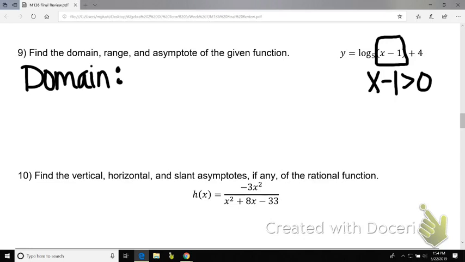So to find the domain, which always deals with your x values, that just means that this x minus 1 in the parentheses would have to be greater than 0 because it can't equal 0 and it can't be negative. So how would I solve that inequality right there? Add 1 to both sides. That just means x has to be greater than 1, right? Well, you just found your domain. So my domain is x has to be greater than 1.